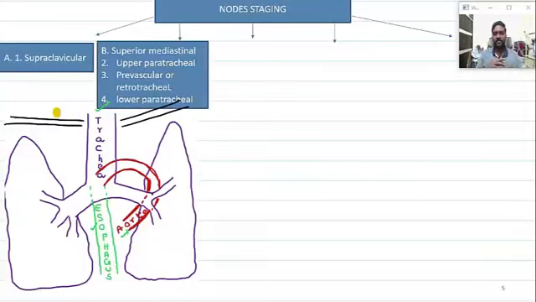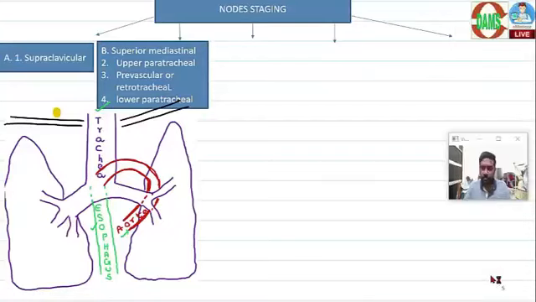Then the next important group we have is superior mediastinal. These numbers 1, 2, 3, 4 are standard numbers that we give to the lymph nodes based on the area they involve. So the first category we have seen is supraclavicular. The next category is superior mediastinal. Within the superior mediastinal, we have upper paratracheal. So these are supraclavicular, for example.